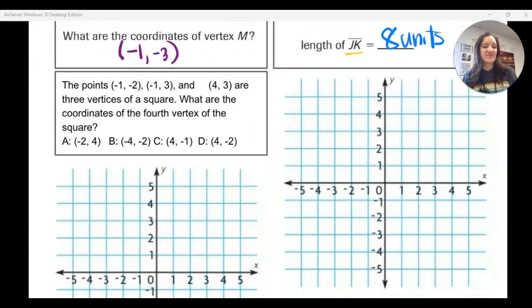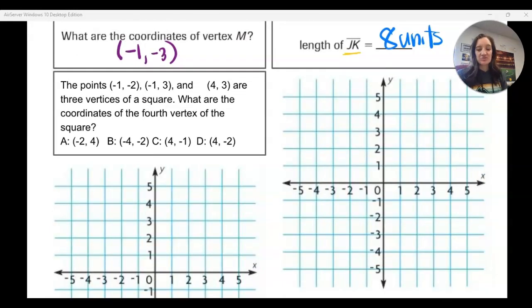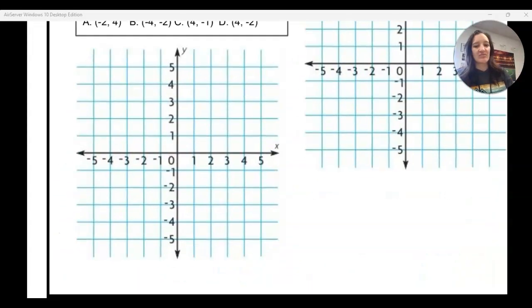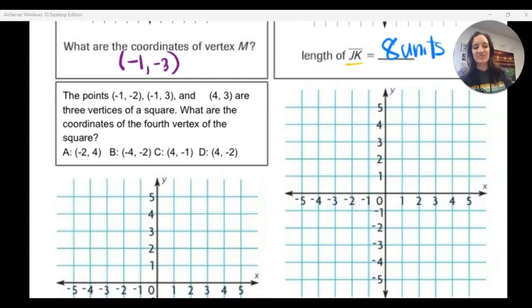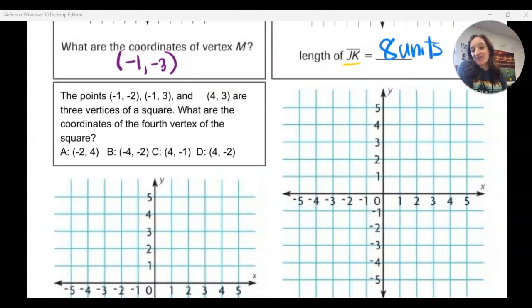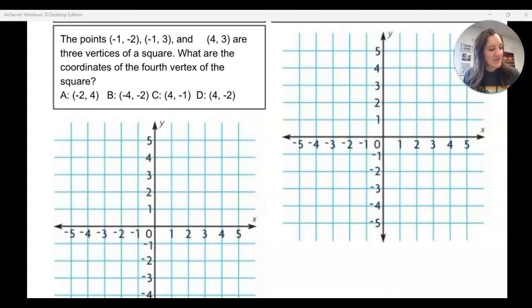All right, the last one is for you. The points -1, -2, -1, 3, and 4, 3 are 3 vertices of a square. What are the coordinates of the 4th vertex of the square? That is all you. Figure that out. You can use one of these grids that I made, that I put on for you. Think you got it? All right, let's figure it out.